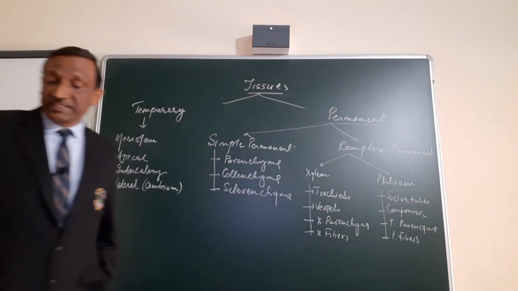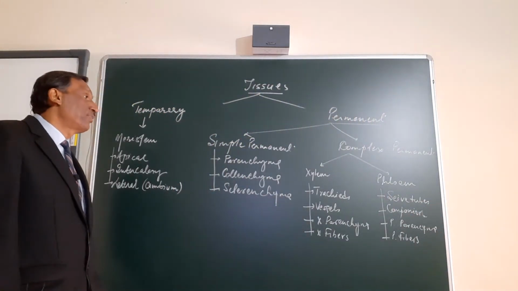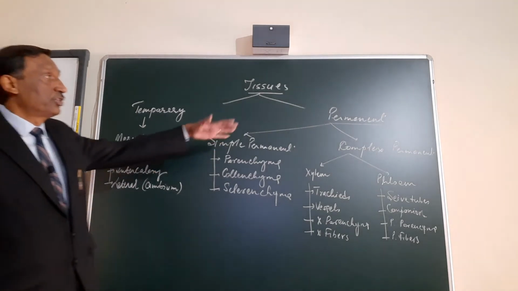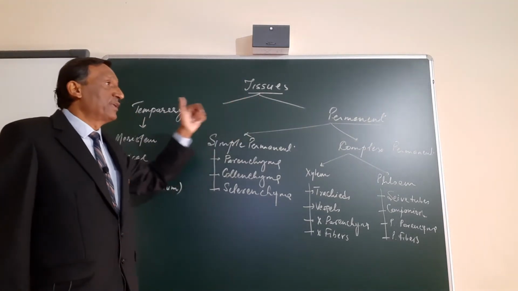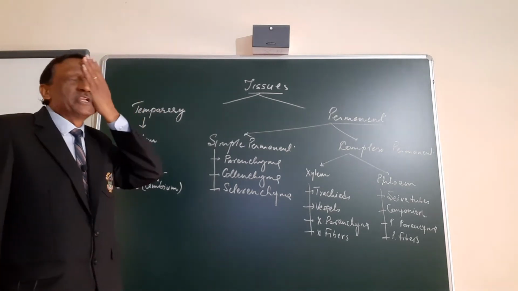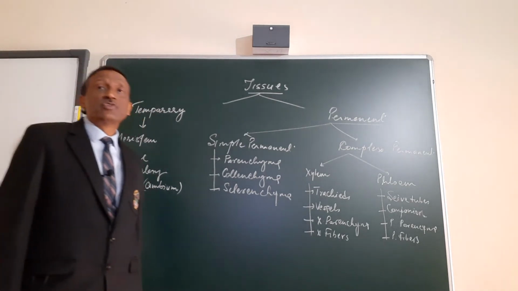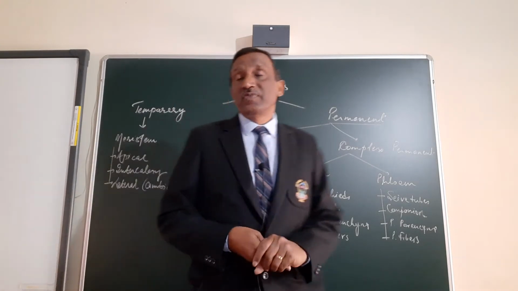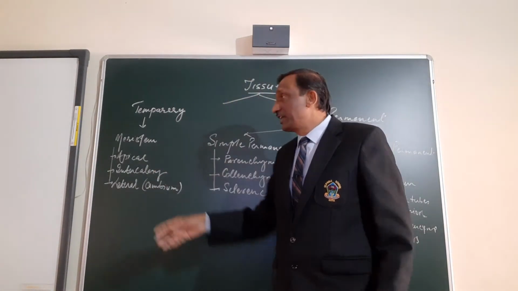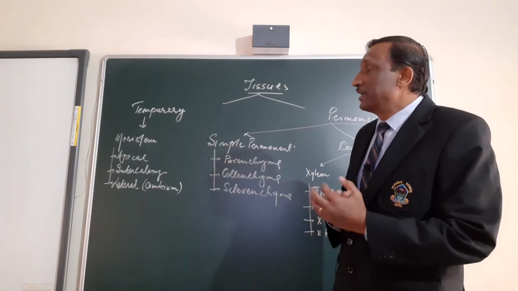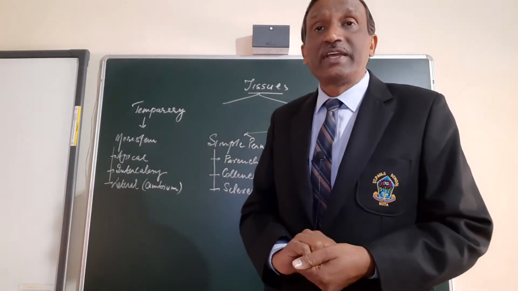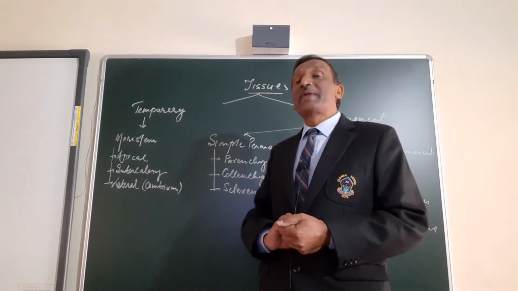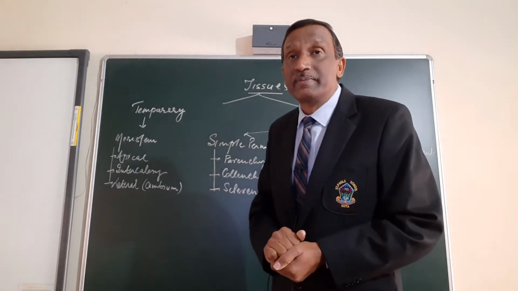So all these are the different types of tissues. The tissues in plants are divisible into two, that is, temporary and permanent. Temporary are those which are meristematic, which are in the state of continuous cell division, and on the basis of their location they are divisible into three types: apical meristem, intercalary meristem and lateral meristem. On the basis of their origin, again we can name them primary meristem and secondary meristem.